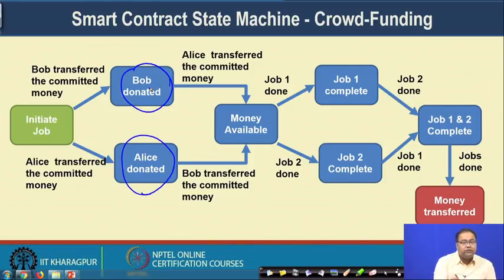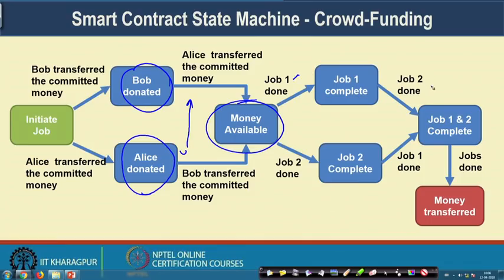After Bob has donated the money, Alice may donate after that, or it may happen that Alice first donates the money and after that Bob donates. When both of them have donated, either in the order Bob, Alice or Alice, Bob, you have the money available in the system. Once you have the money available in the system, you can initiate the job. Say there are two jobs that need to be executed, but there is no specific sequence in which the jobs need to be executed.